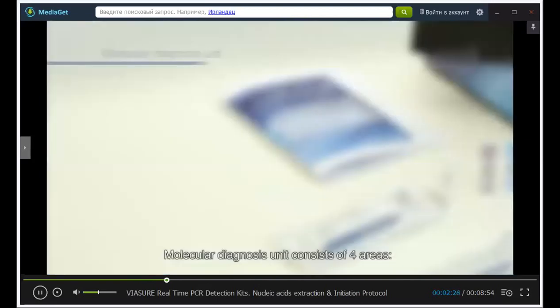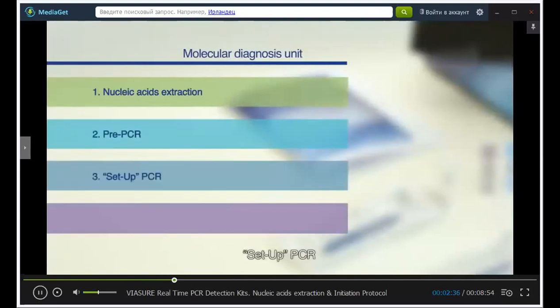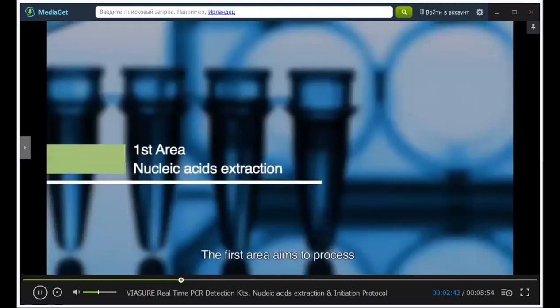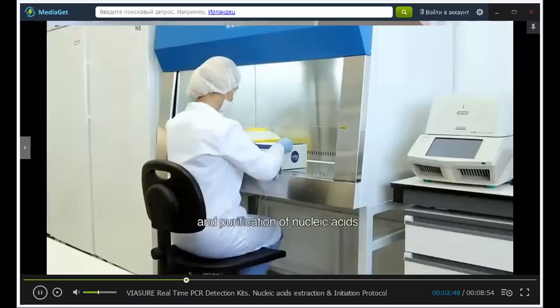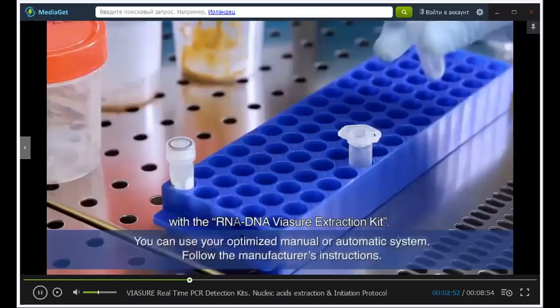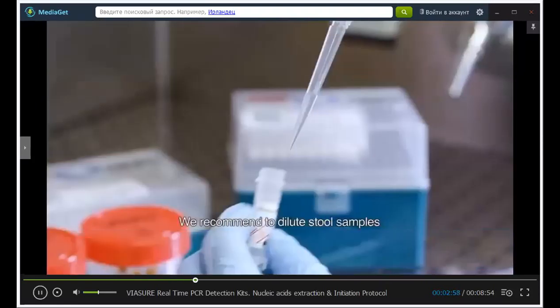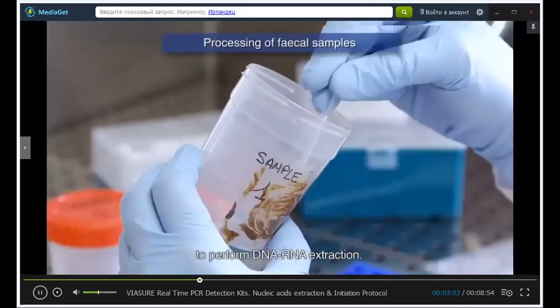Molecular diagnosis unit consists of 4 areas: nucleic acids extraction, pre-PCR setup, PCR amplification, and results interpretation. The first area aims to process potentially infectious samples and subsequent extraction and purification of nucleic acids with the RNA-DNA extraction kit. We recommend to dilute stool samples before extraction and use the supernatant to perform DNA-RNA extraction.